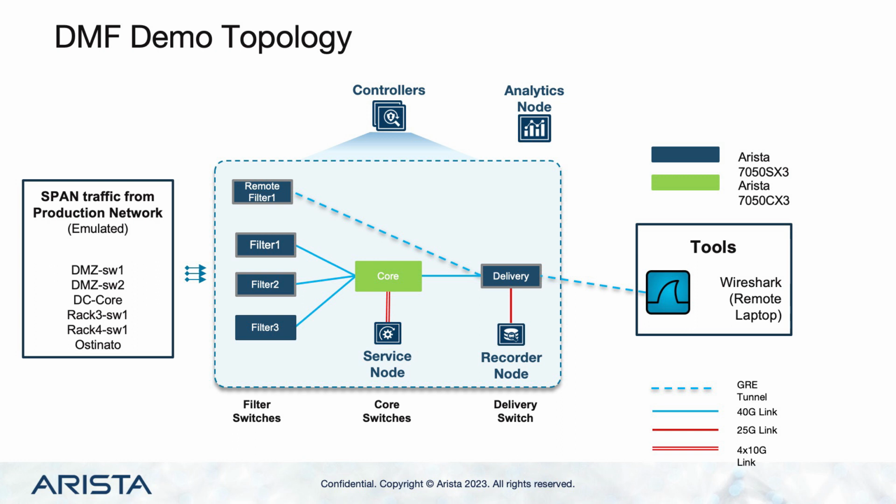On your screen, we have a fairly basic DMF topology. We have 3 filter switches, a remote filter switch, a core switch, and a delivery switch. What we'll be focusing on specifically is the remote filter switch as well as the delivery switch. What I'll show is the configuration of the GRE tunnel for the core link, as well as the configuration of a GRE tunnel to a remote tool. In this case, a Wireshark client on my local laptop, which is connected over an IPsec tunnel. We'll then configure a policy to get the traffic generated from the Ostinato traffic generator on Ethernet 40 of the remote filter switch to my Wireshark client. Let's get started.